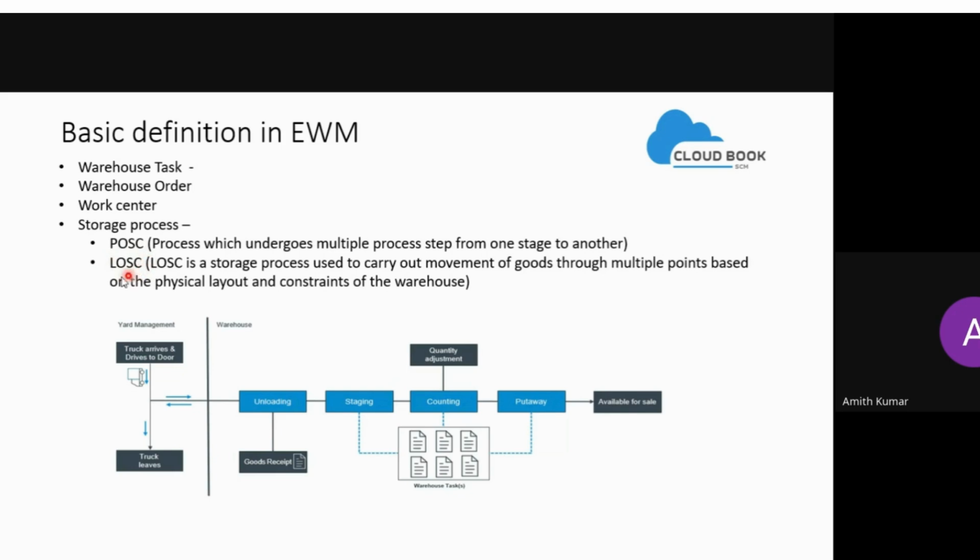One more storage process which EWM has is called LOSC, that is, layout-oriented storage control. So what is LOSC? LOSC is a storage process used to carry out movement of goods through multiple points based on the physical layout and the constraints of the warehouse. It may feel a bit difficult to understand right now by looking at this definition, but just try to imagine a scenario. Let's say this is my pallet storage.